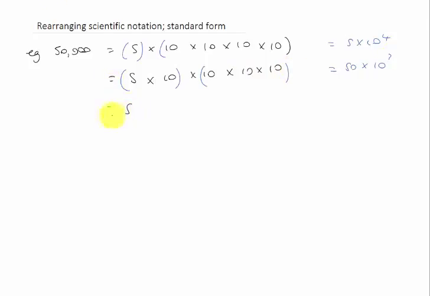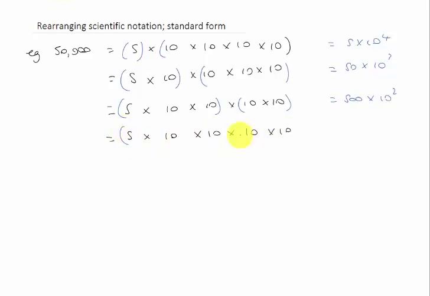Or we could have, I think you can see where this is going by now. You can group these three together and then these guys, so that would give us 500 times 10 to the power 2, or we could have 5,000. Sorry, got carried away. 5,000 times 10 to the power 1.